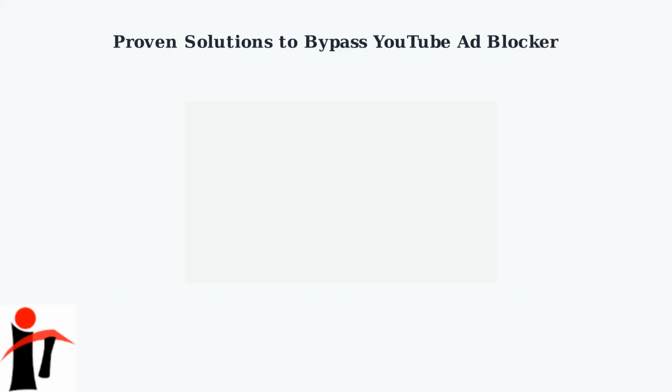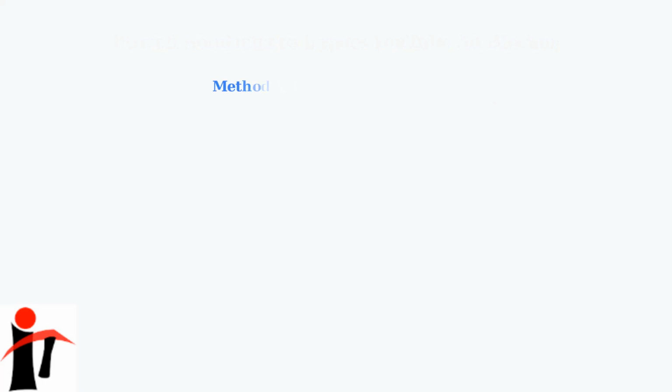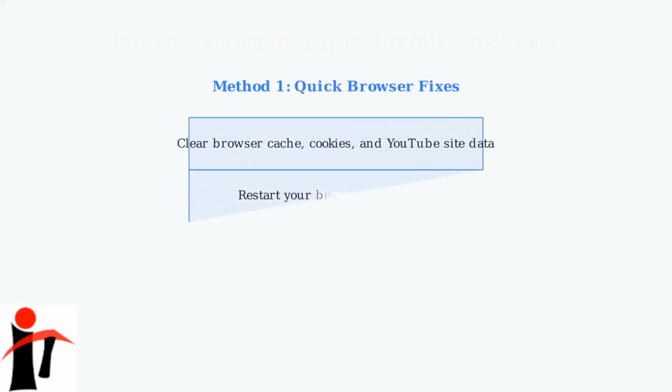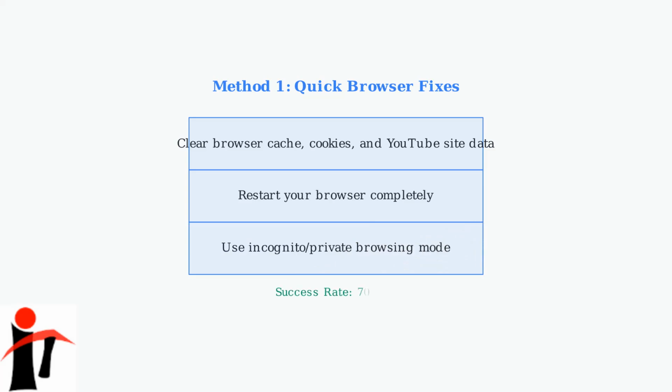Here are several proven methods to bypass YouTube's ad blocker detection, ranging from simple quick fixes to advanced technical solutions. The first approach involves simple browser fixes. Clear your browser's cache, cookies, and site data specifically for YouTube, then restart your browser completely. You can also try using incognito or private browsing mode with extensions disabled. These methods have a 70 to 80% success rate for temporary relief.